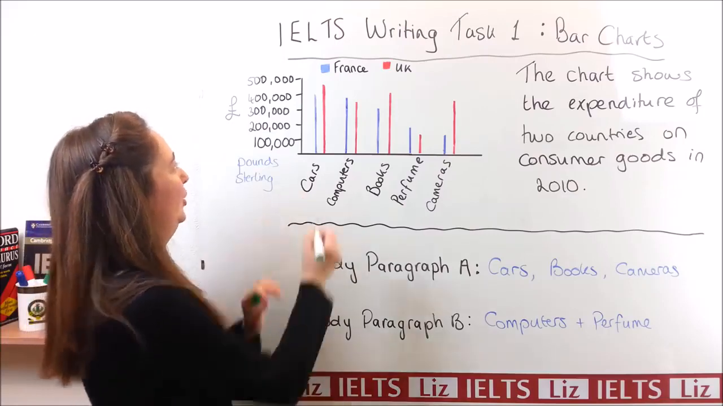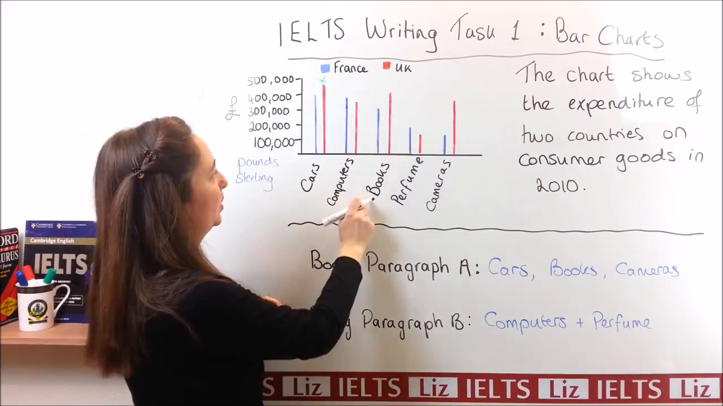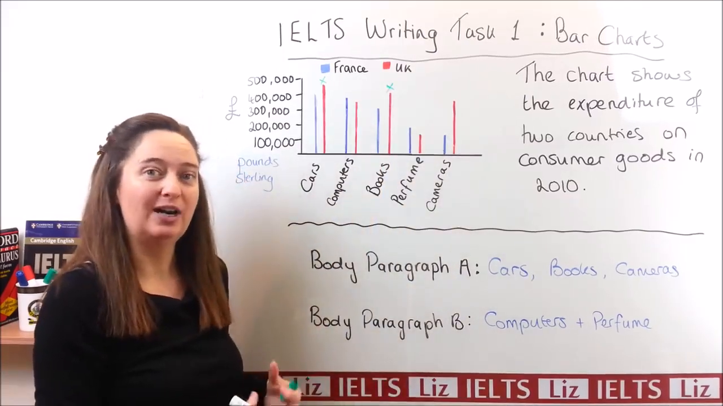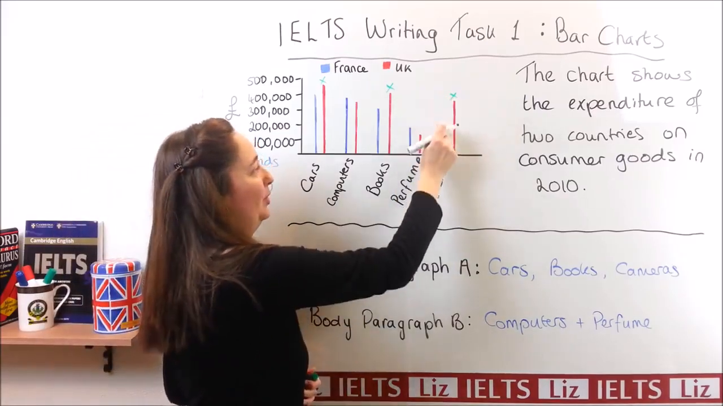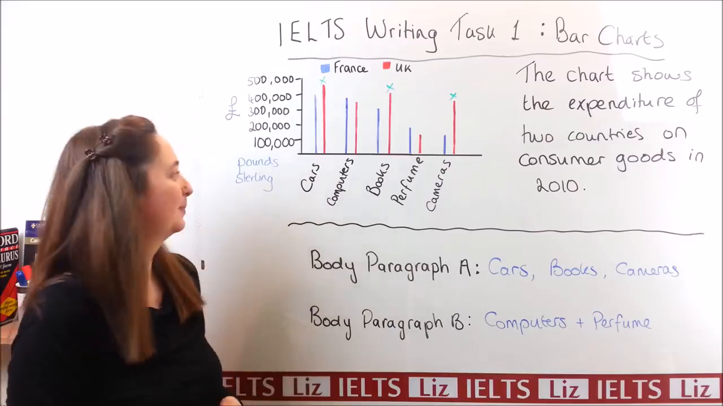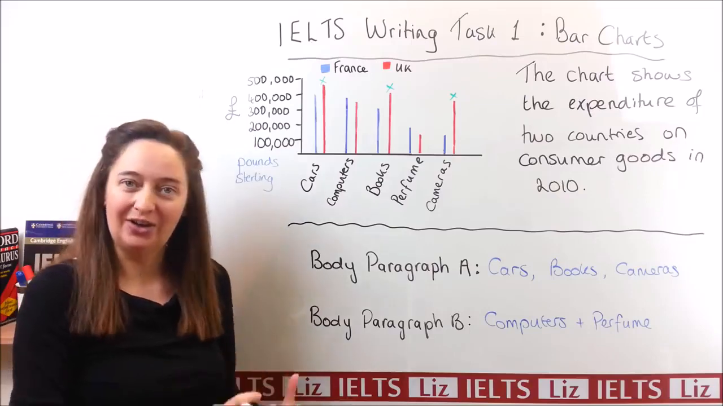Well, cars, you can see that the UK was higher than France. The next one, books, that's the same. The UK spent more money than France on books. And cameras, you can see the same. You can see a significant difference between the spending. And for body paragraph B, we have the reverse.